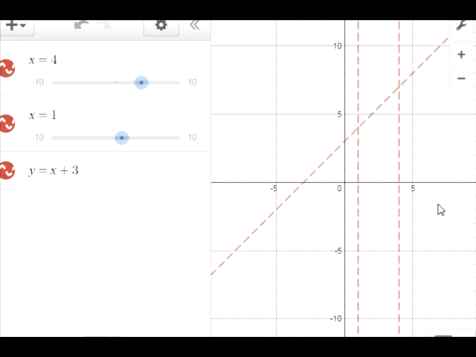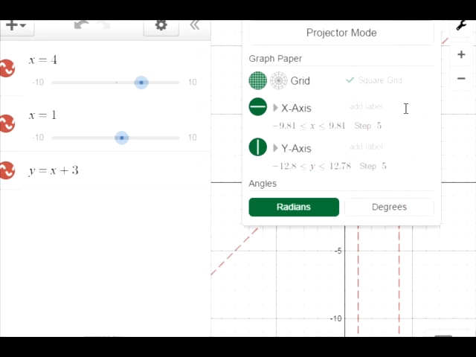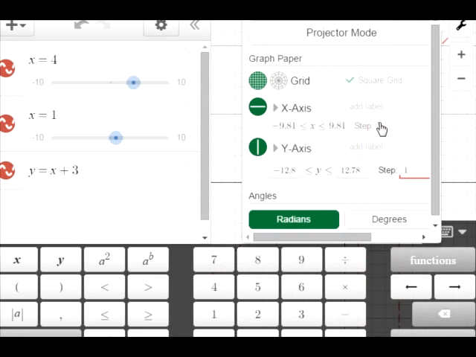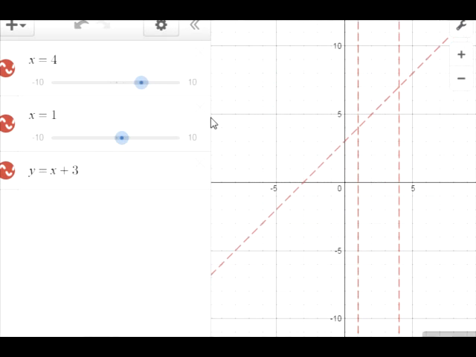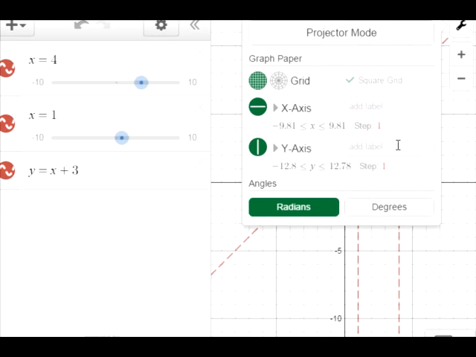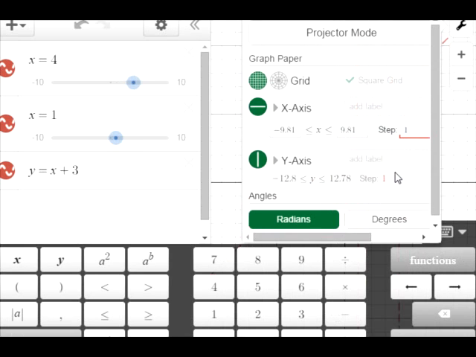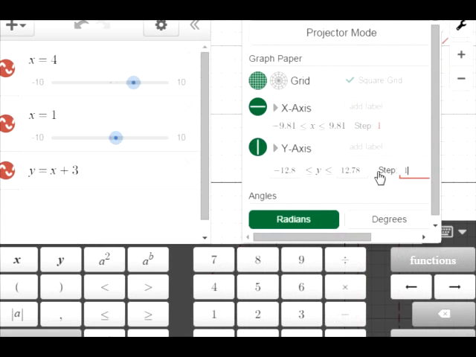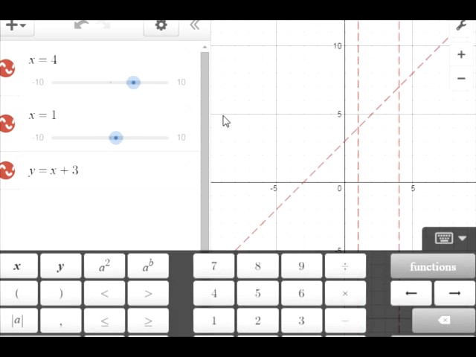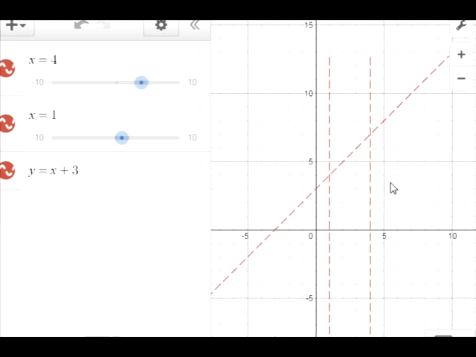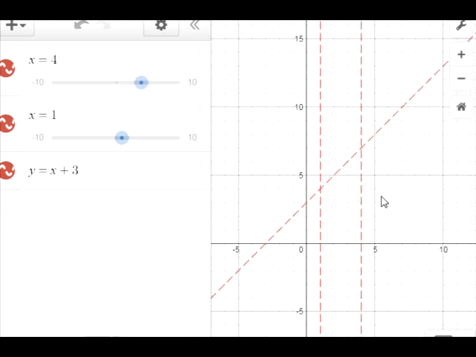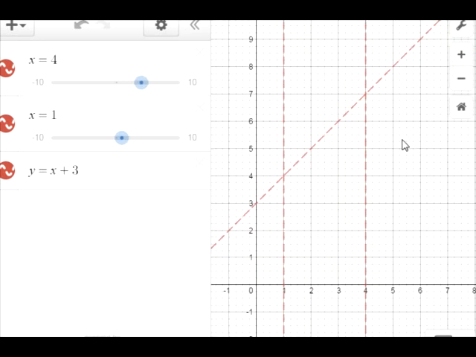I should change my settings here, sorry guys, after we do all this. Here's my graph, there's my asymptotes. There is my x plus 3, so there's my y-intercept of 3, over 1, up 1, over 1, up 1, and so on and so forth. I'll zoom in here a little bit, okay?